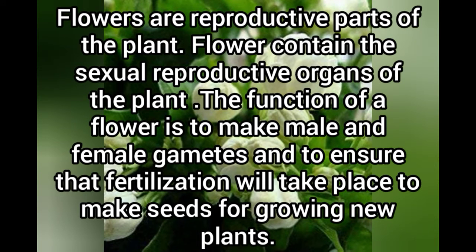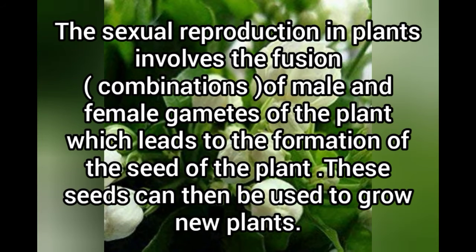Flowers are reproductive parts of the plant. A flower contains the sexual reproductive organs of the plant. The function of the flower is to make male and female gametes and to ensure that fertilization will take place to make the seeds for growing new plants. Sexual reproduction in plants involves the fusion of male and female gametes, which leads to the formation of the seeds of the plant. These seeds can then be used to grow new plants.